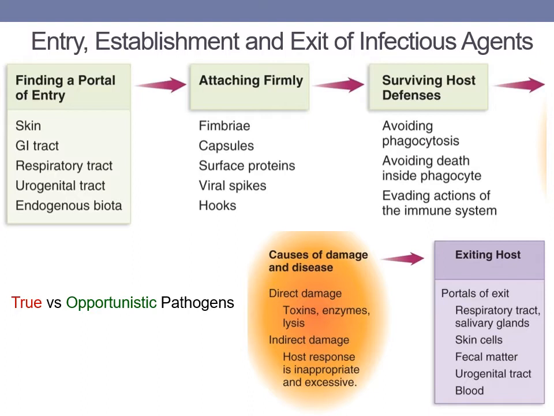The portals of exit are similar to the portals of entry, and pathogens generally exit in the same manner in which they entered the body. Two terms to know are true pathogens versus opportunistic pathogens. True pathogens are those that cause disease in healthy people, for example, the flu. Opportunistic pathogens cause disease in people with weakened immune systems, like people with AIDS. Opportunistic pathogens usually don't cause disease in healthy people.